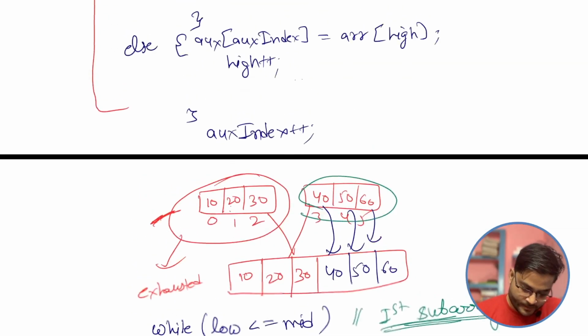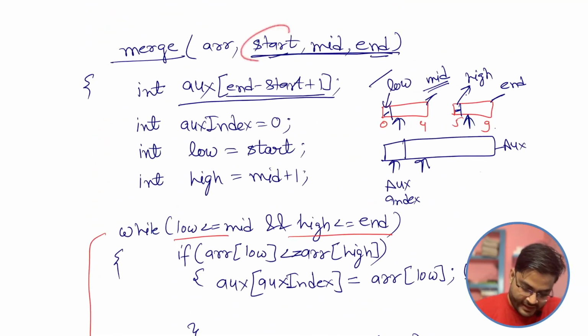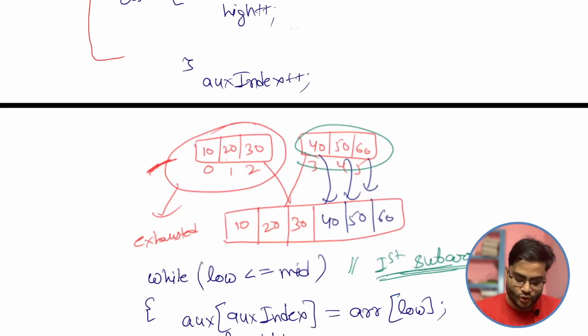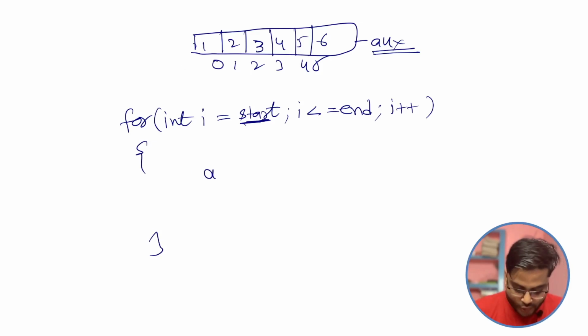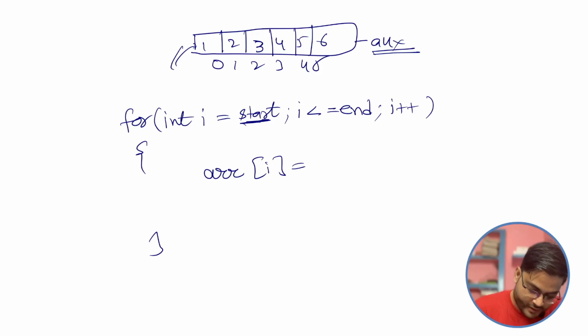So in merge algorithm, here start is passed. Okay, so I will start a loop from my start index and I will run this till my end. Okay, so it is nothing but end and I plus plus, and what I will do, okay, so I will move the elements at array of I equals to, I will move from my aux index.